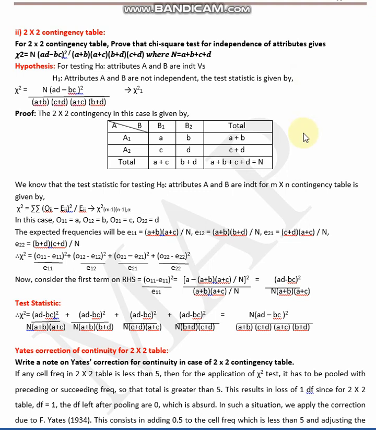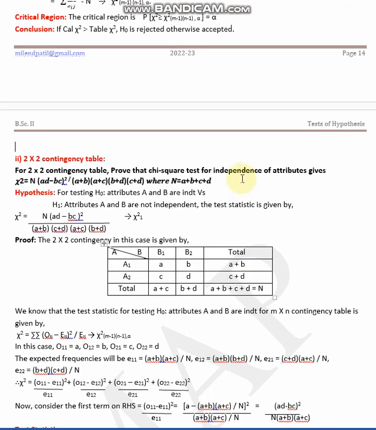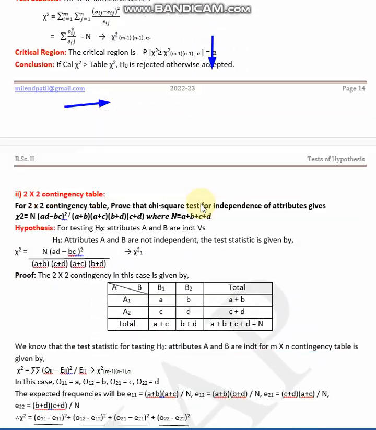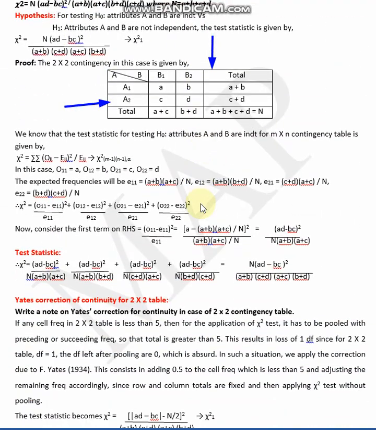Now we will discuss a particular case of m by n contingency table. In m by n contingency table, attribute A is divided into m subgroups, whereas B is divided into n subgroups. But in 2 by 2 contingency table, we are dividing A by only two groups and B by only two groups. So A is divided into two groups.